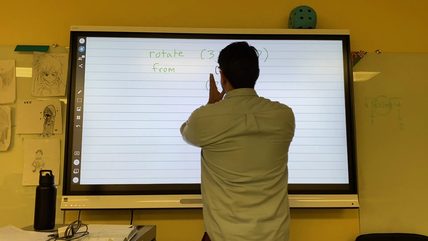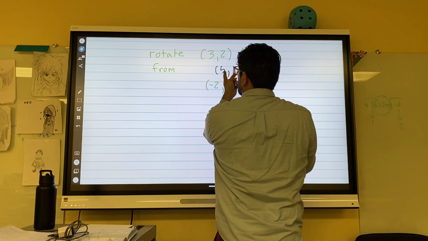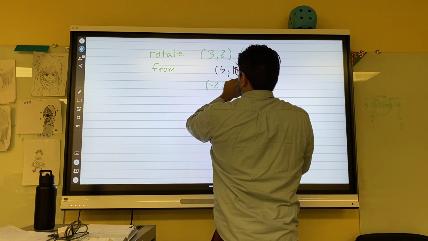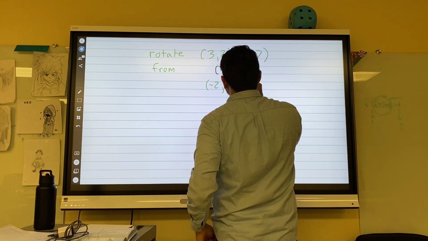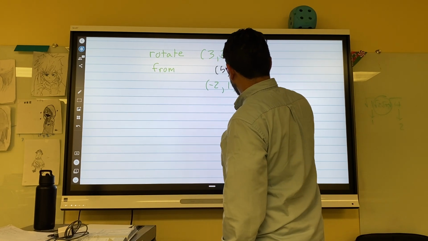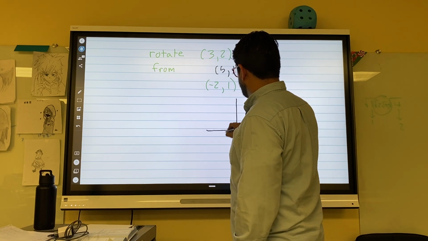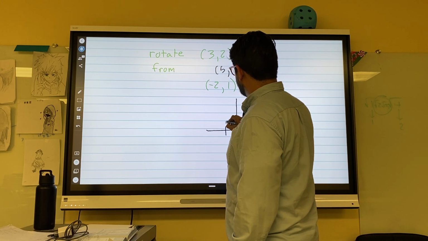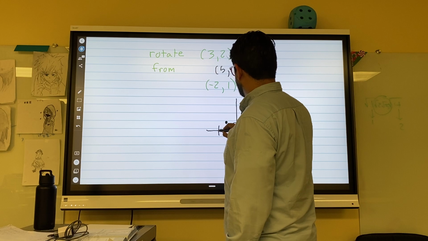Okay, now if this is the center, it's got to rotate, which means these numbers have to swap. Yeah, they have to swap. So now they're going to be 1, 5 from that point. So now if this rotates, let me show you what I mean. If this is -2, 1, so that's right here. And now that one is 3, 2.